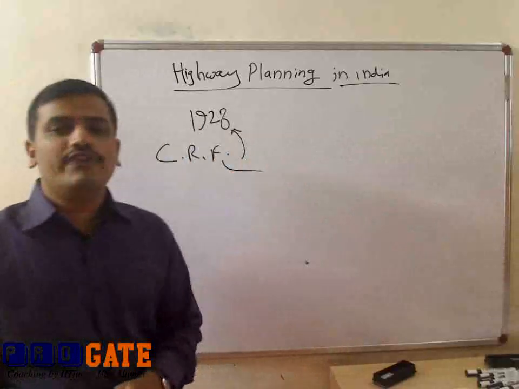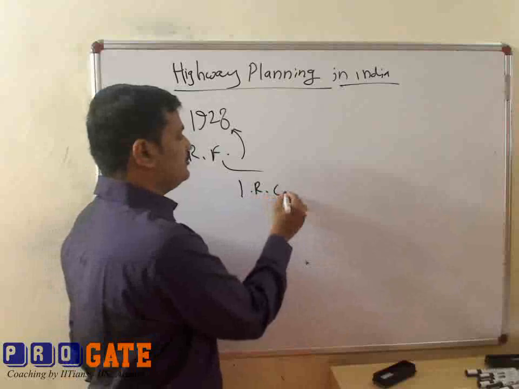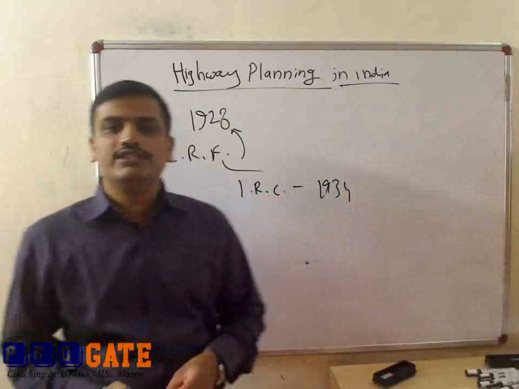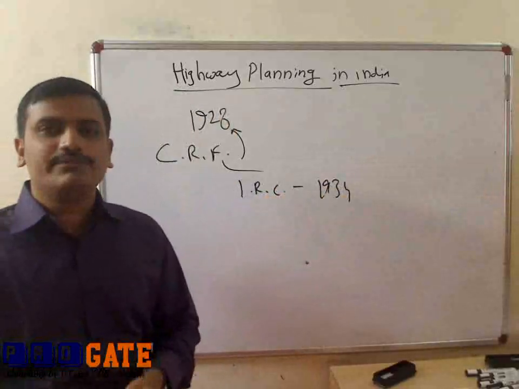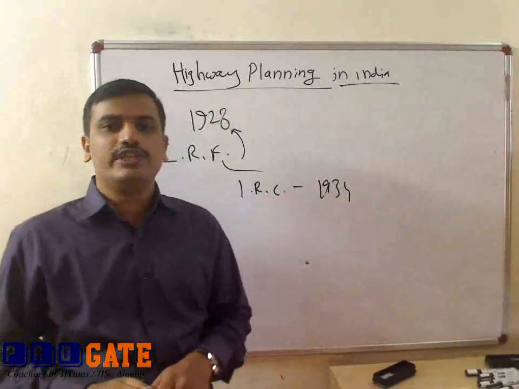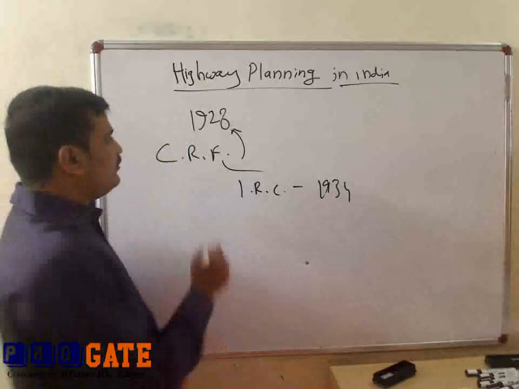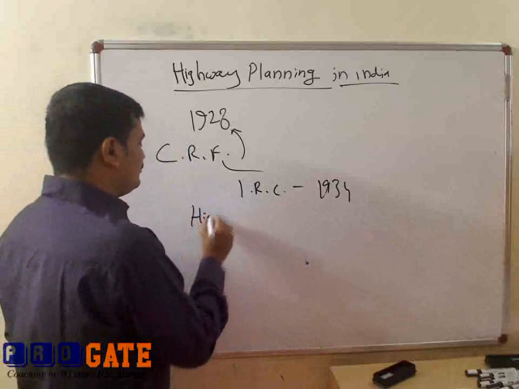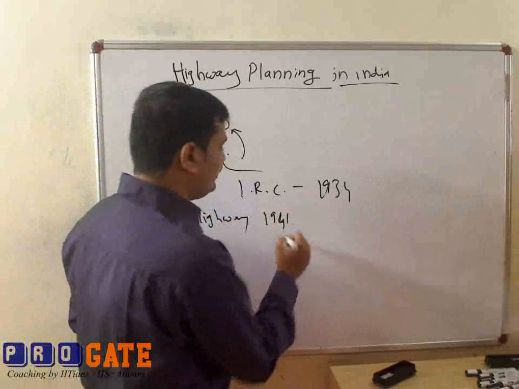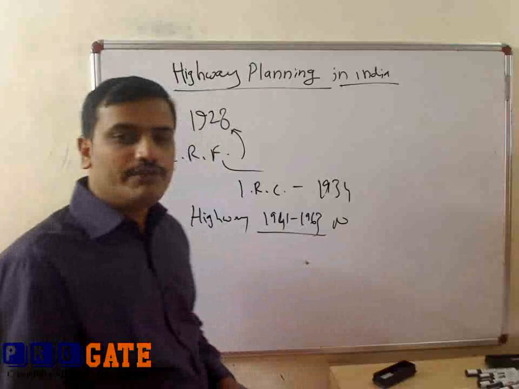Followed by that, to have research in the highway sector, the IRC was formed in 1934. IRC is the Indian Roads Congress, the organization which helps with development and new technology for the highway sector. The first plan for highway development, for the period of 1941 to 1961, is known as the Nagpur Development Plan.